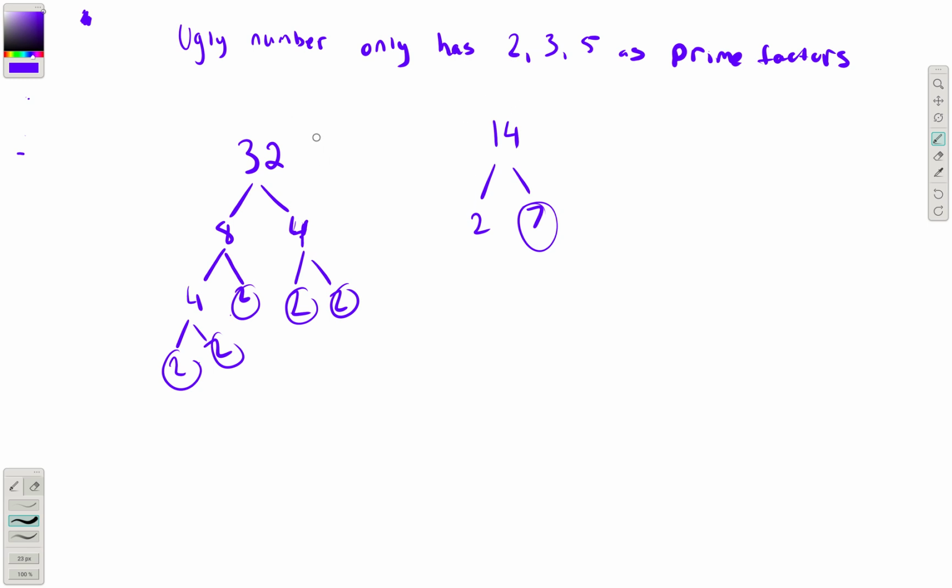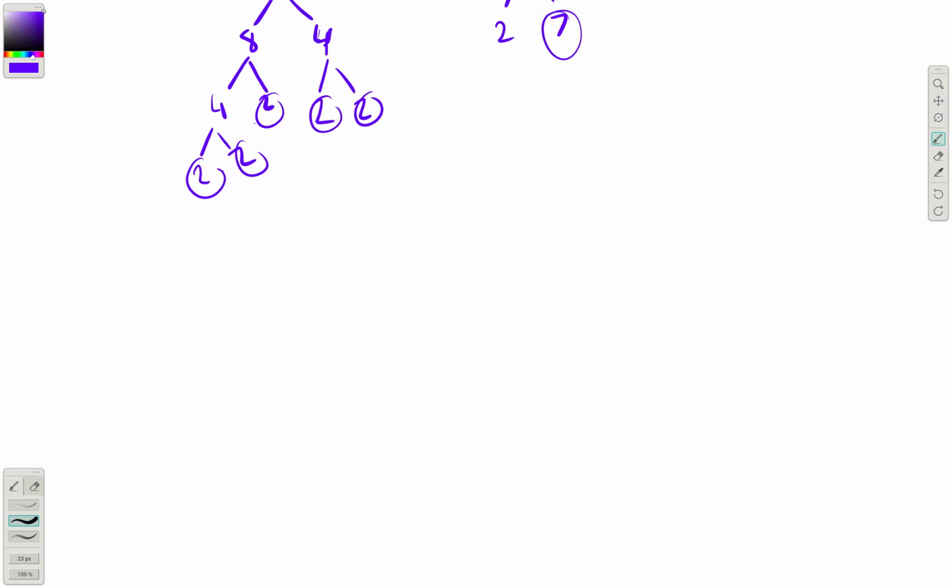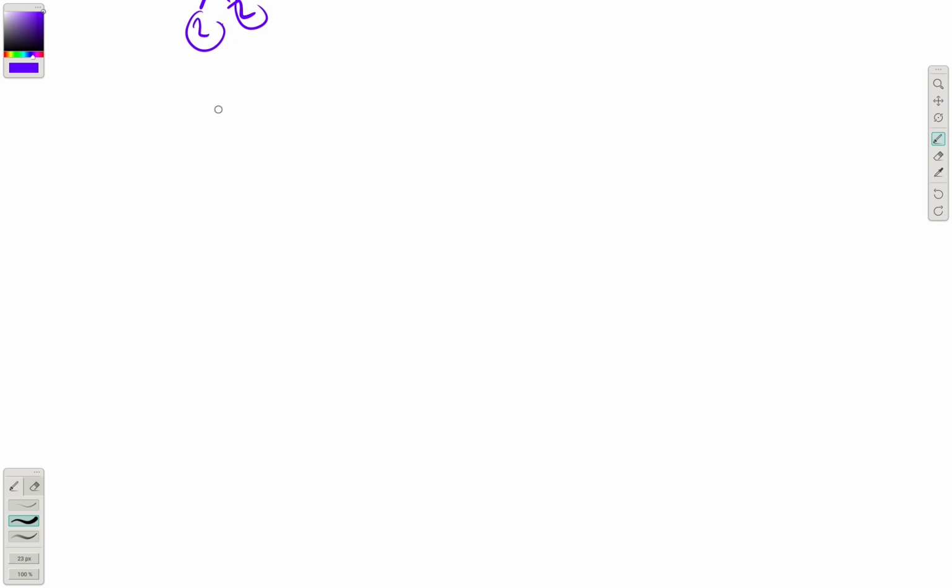Okay, so back to the question. The question now is determine if a number is ugly or not. And this is actually quite easy. So all you're going to want to do is first take out as many, so if you have a number x, I want to take out as many prime factor 2's as I can. So I take out as many 2's as I can as long as it's divisible by 2. Okay, so now x is a number without all its 2's.